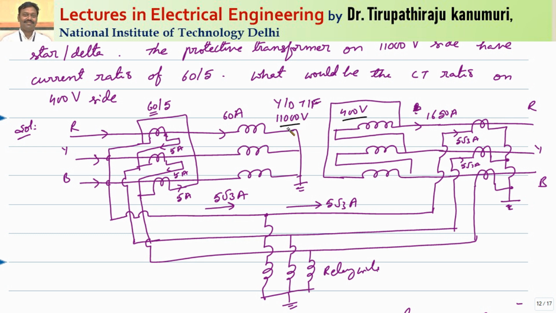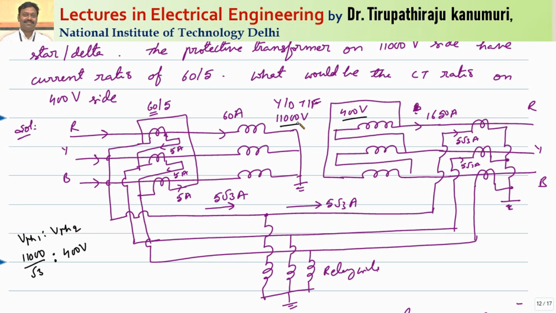Let us take this example. Here it is 11,000 by 400 volts. You convert these line voltage ratios into phase voltage ratios. On the star side, the line voltage is 11,000 volts, so the phase voltage is 11,000 divided by root 3, and the secondary side phase voltage is 400 volts. So this is V phase in the primary side is to V phase in the secondary side.